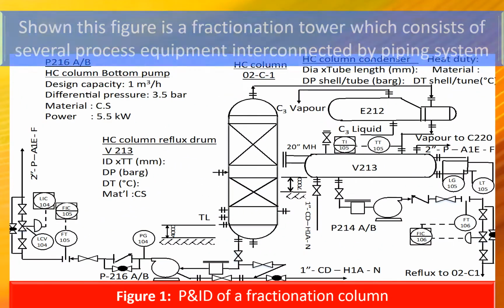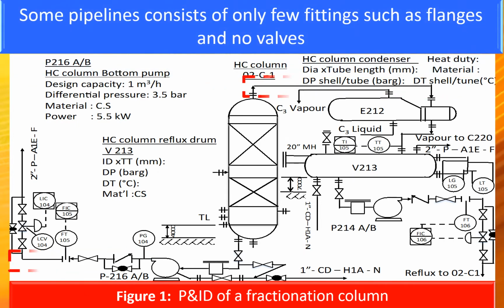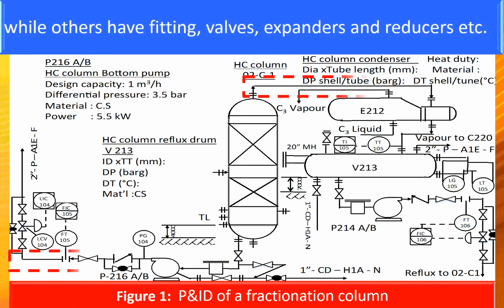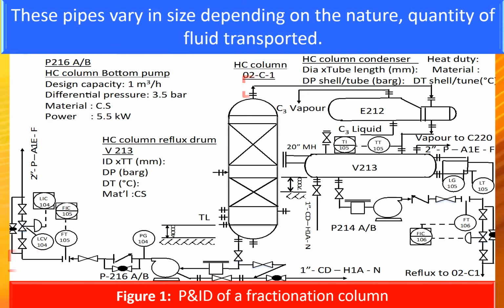Shown in this figure is a fractionation tower which consists of several process equipment interconnected by piping system. Some pipelines consist of only few fittings such as flanges and no valves, while others have many fittings, valves, expanders and reducers, etc. These pipes vary in size depending on the nature and quantity of fluid transported.